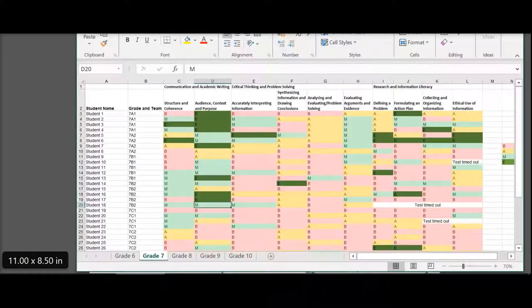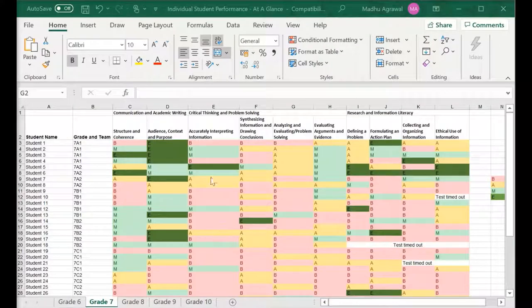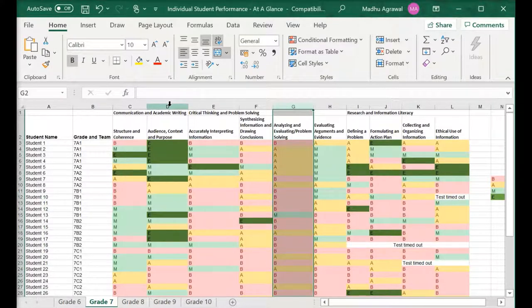Finally, what you also have is an Excel file like this that enables you to see quick trends across your students. Across all of the different skills for all of the different students in one grade, it is showing you quick trends. You can read this data vertically to see which skill needs the most focus or is a strength across the batch.